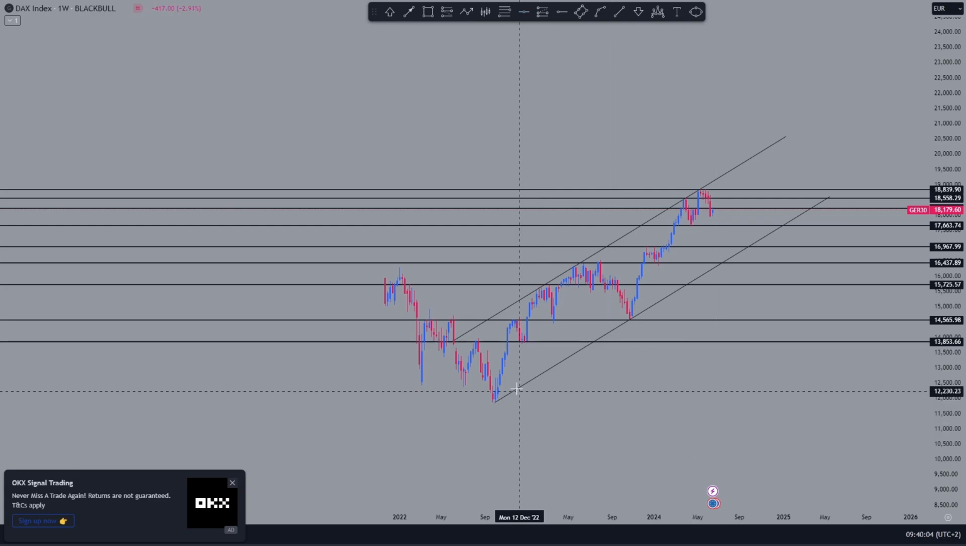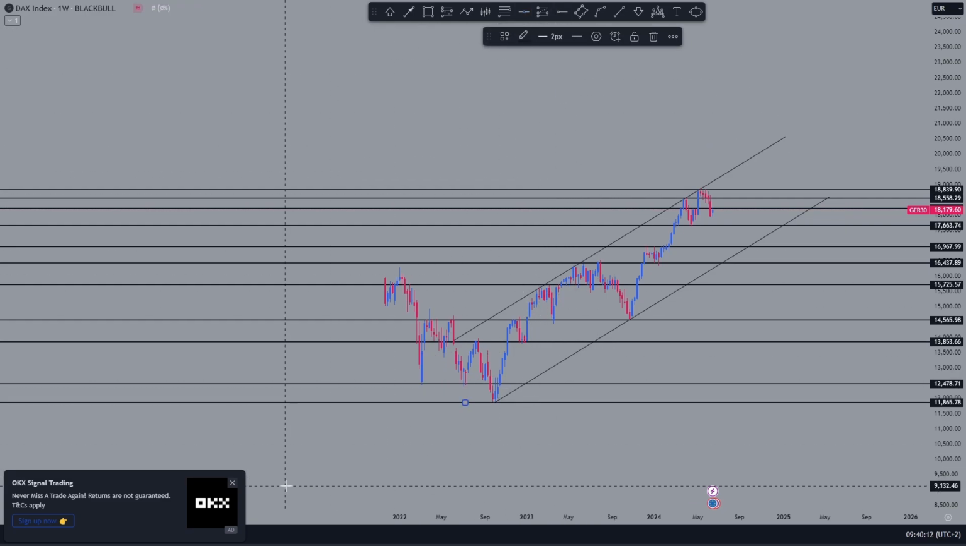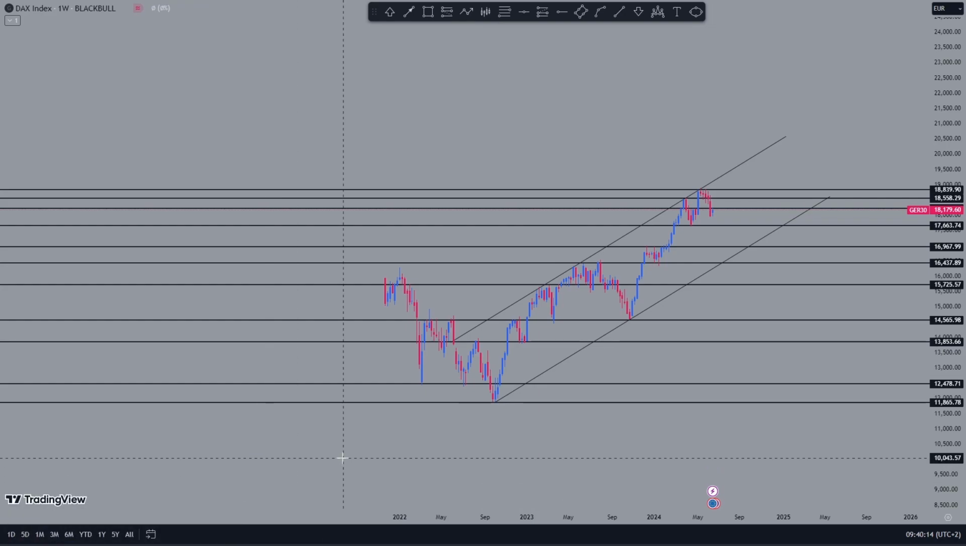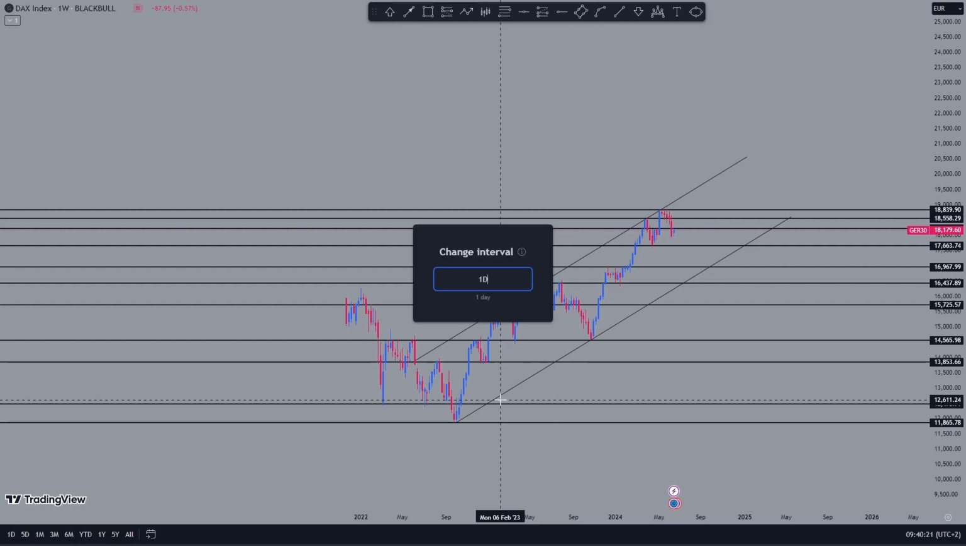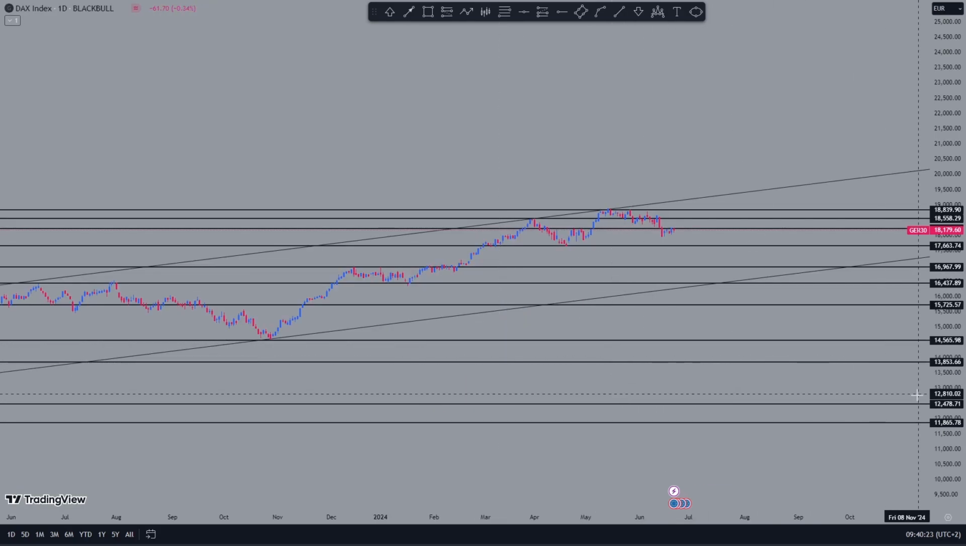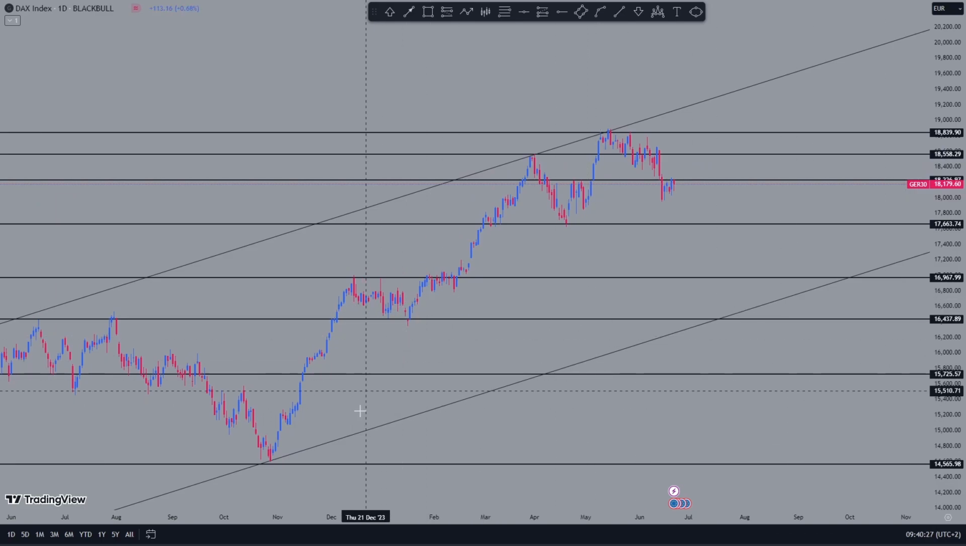So keep on learning. So this is currently where I am at on German 30. Let me push to a daily time frame to see what I missed. Looks like there's nothing that I missed.